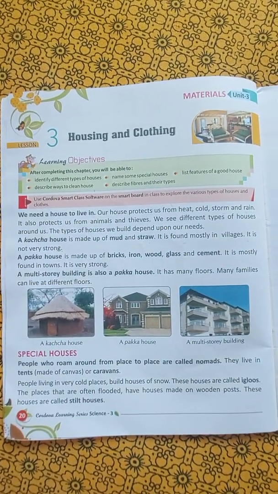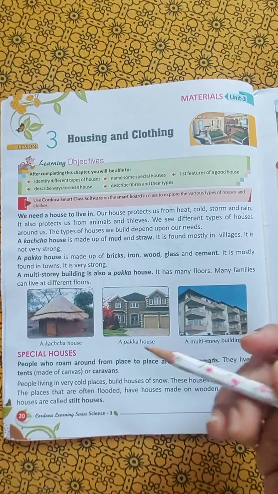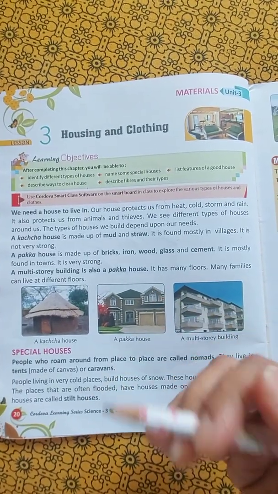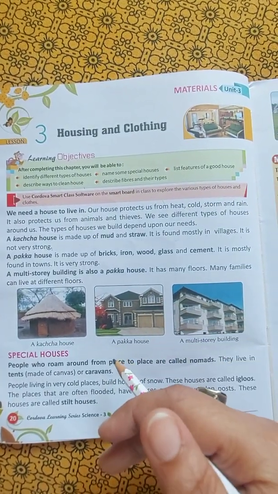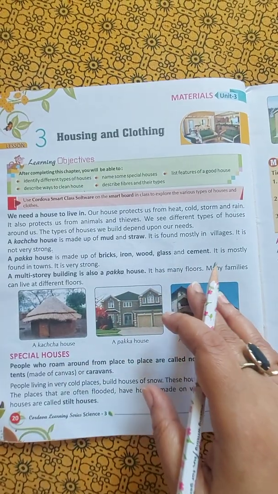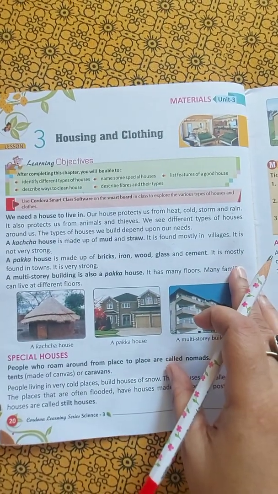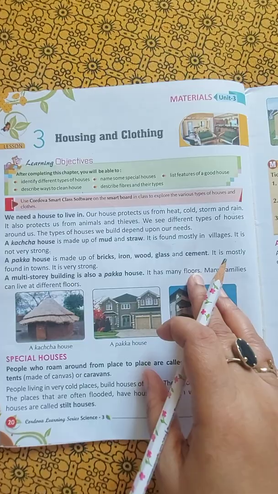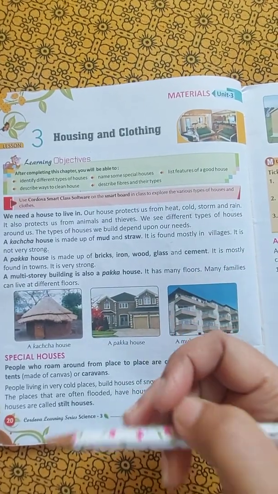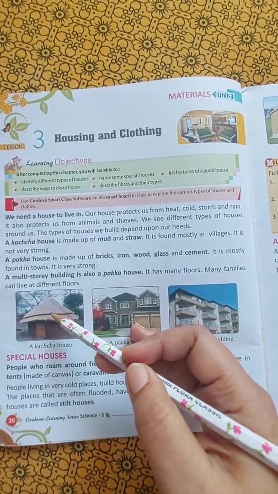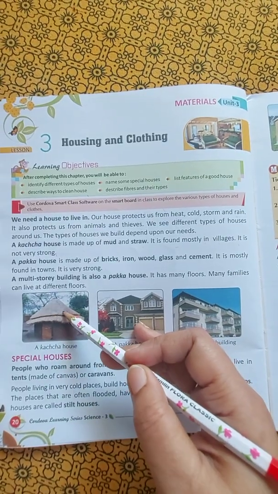Children, after taking out the grains from the plants, like from rice, millet, wheat, the remaining part of the plant is dried. And that remaining part of the plant is called straw when it is dried. And that is used for making the roof of a kacha house.